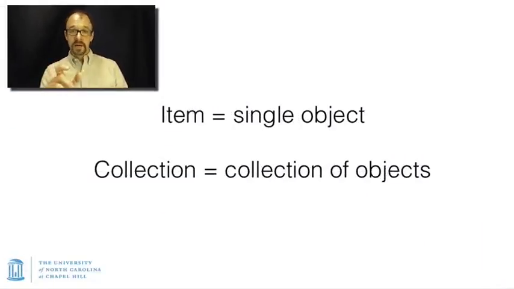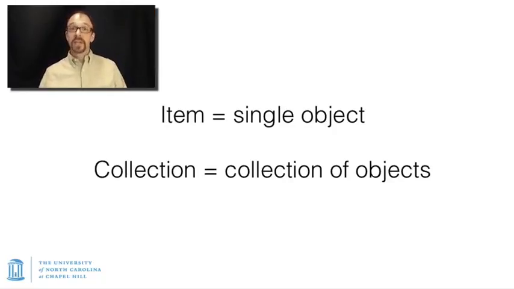Description of an item means description of a single object, whatever that object is, a book, a video, what have you. Collection level description is description of an entire collection, an aggregation of objects. And that collection may be all the same kind of thing, a collection of books, as in a library. It may be a collection of video content, as this course is a whole list of videos.